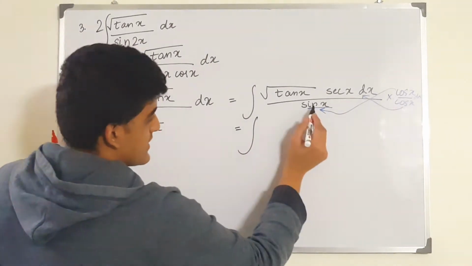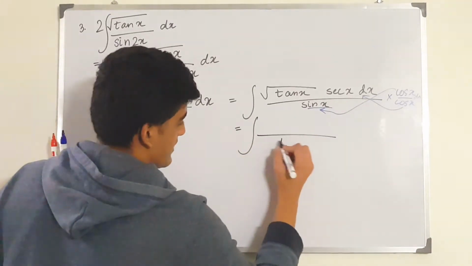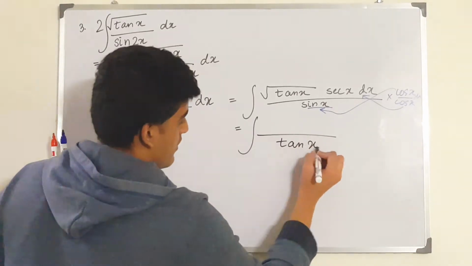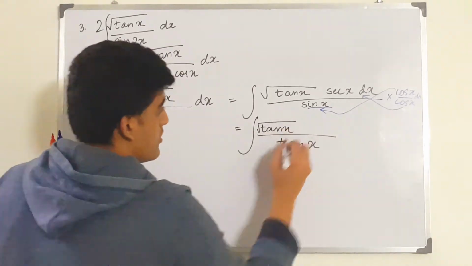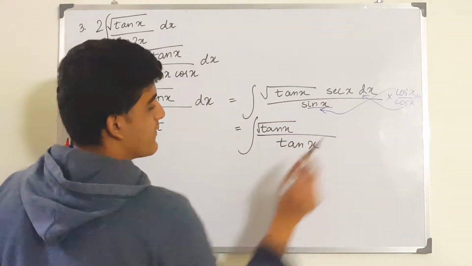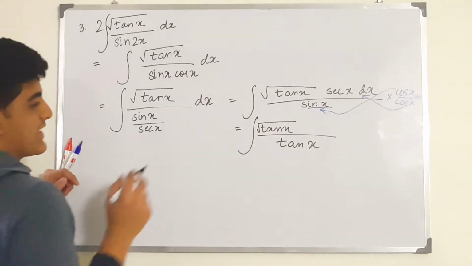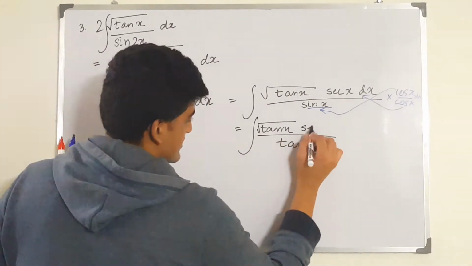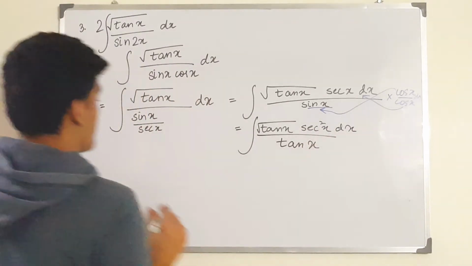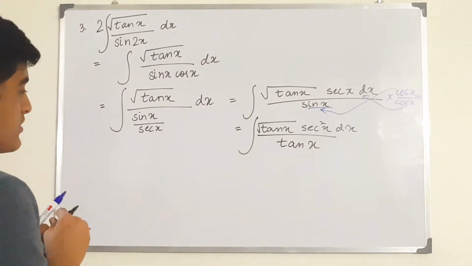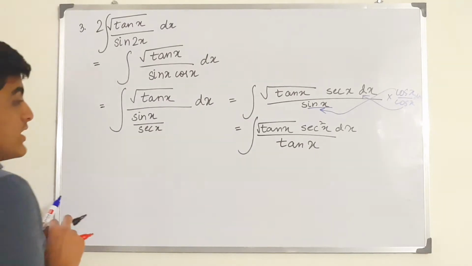So when this sin x is divided by the cos x, we have a tan x in the denominator, and we have a root tan x in the numerator as well. When a sec x is divided by a cos x, 1 by cos x is sec x, so this becomes a sec square x, just the expression we were trying to make from the expressions we already had.